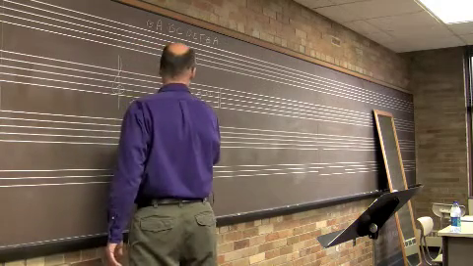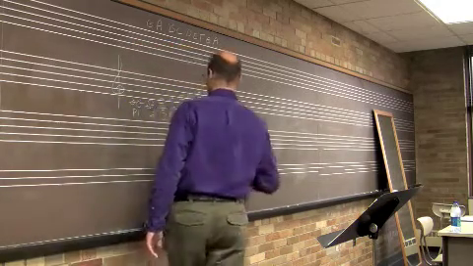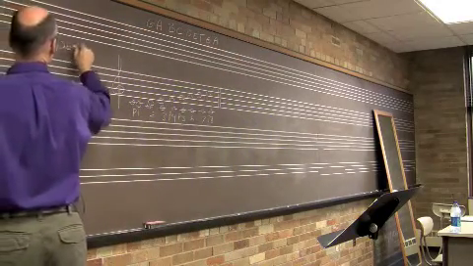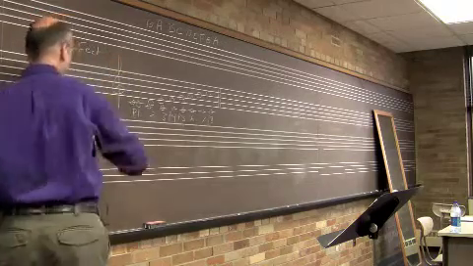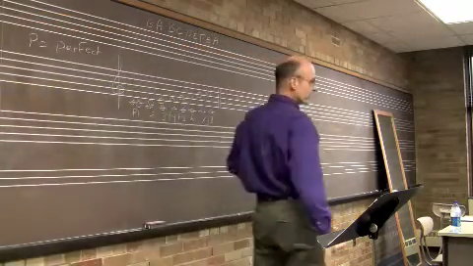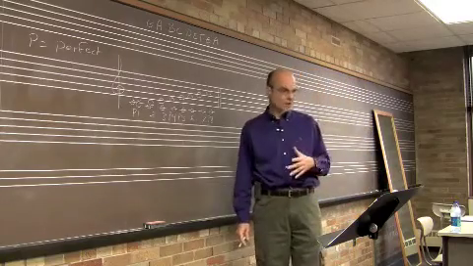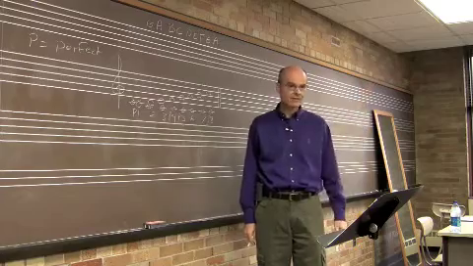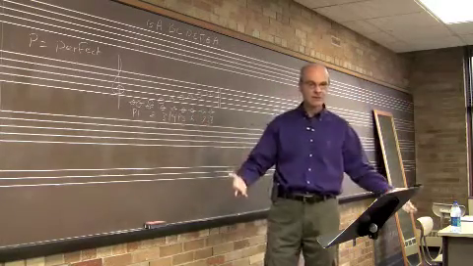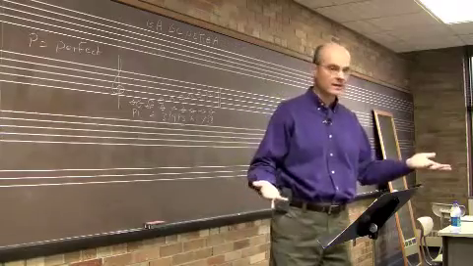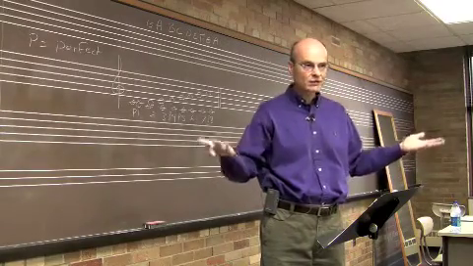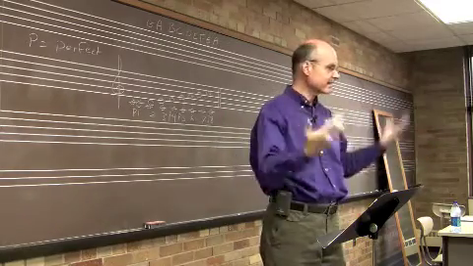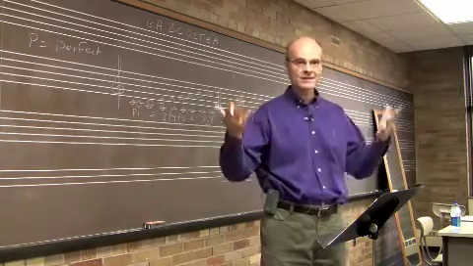1, 4, 5, and 8, you notice I put a P. P equals perfect. These are called perfect intervals. So the intervals in the major scale that are perfect are 1, 4, 5, and 8. That never changes. If it's in a major scale and it's a 1, it's perfect. If it's in the major scale and it's a fourth, it's perfect. If it's in the major scale and it's a fifth, it's perfect. If it's in the major scale and it's an octave, it's perfect.